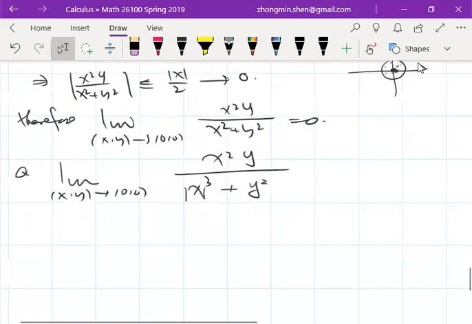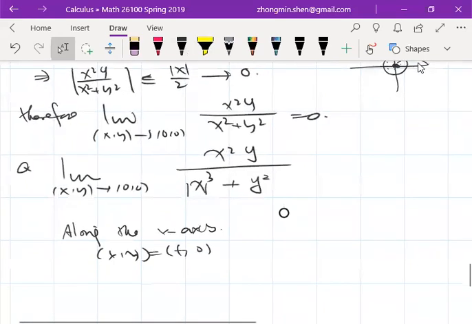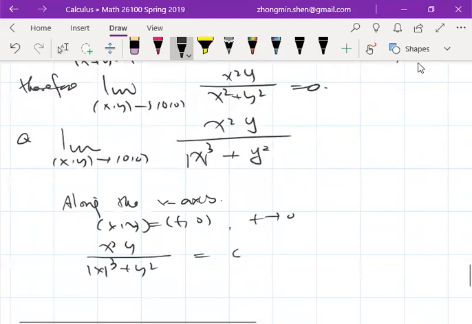You can take a look along the x-axis, that's the easy part. Then (x, y) is going to be (t, 0), and let t go to 0. The expression is going to be 0 because the y value is always 0, so it approaches 0.